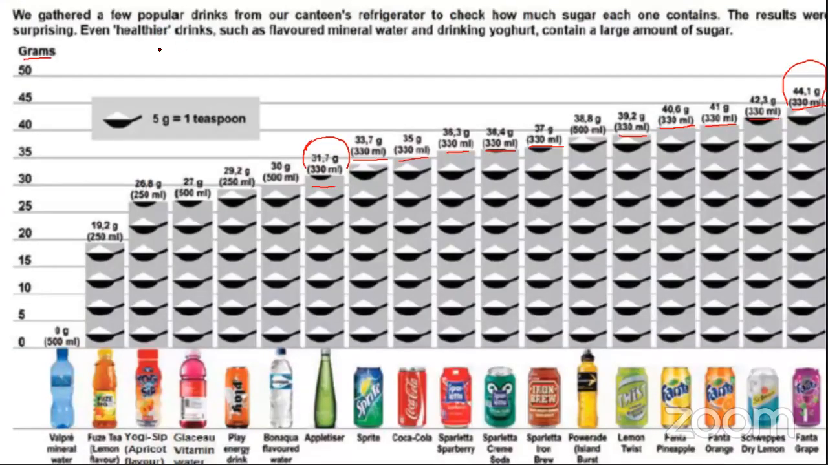So for guest 1, let me just write that out. Let's say hashtag 1. Remember, they have the Play energy drink, plus we also have the Powerade. I need you learners to determine how many teaspoons of sugar guest 1 consumes. Right. Let me give you exactly a minute for the first part of number 2.